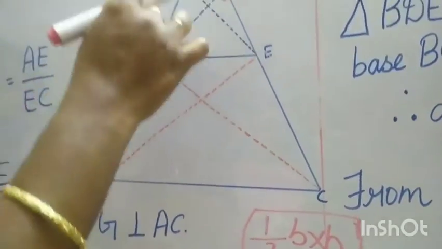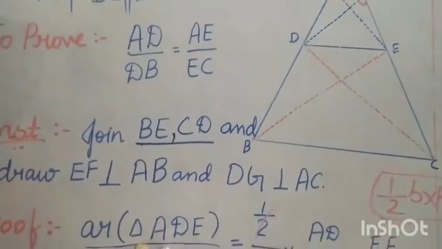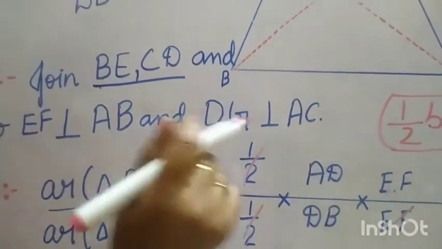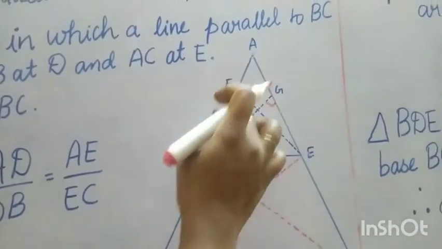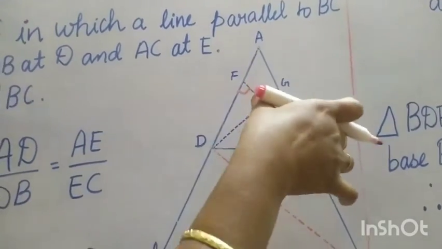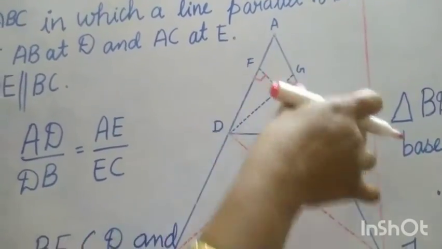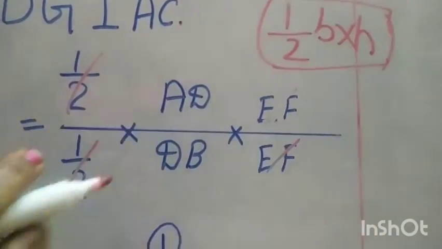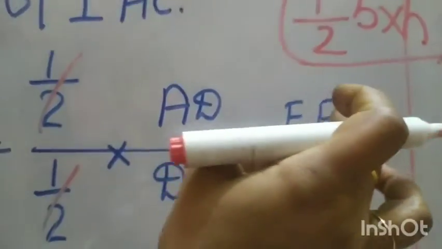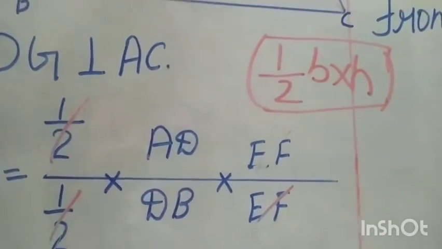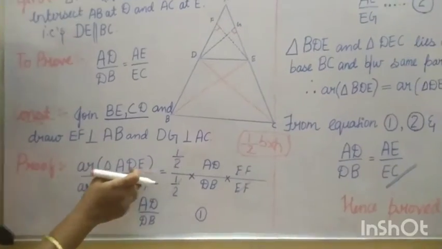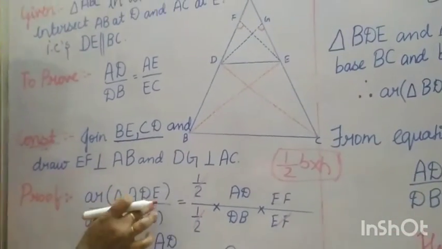Now let us take this triangle ADE. Area of the triangle ADE is half into, what is the base here? Base is AD, and height, this perpendicular length, is EF. EF is the height. So half into base into height. Base is AD and EF is the height. Now let us take the ratio.